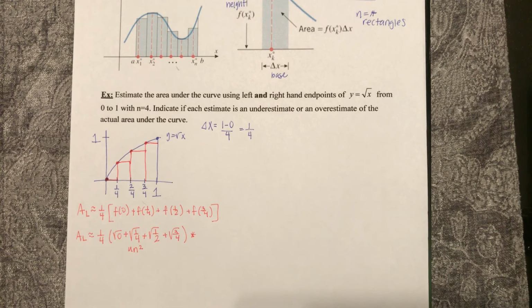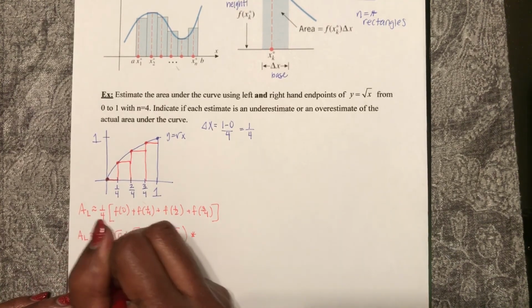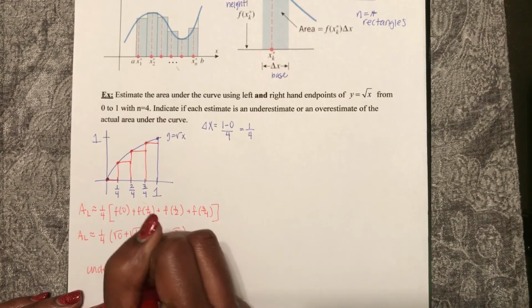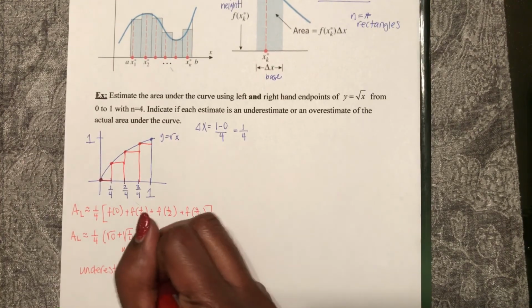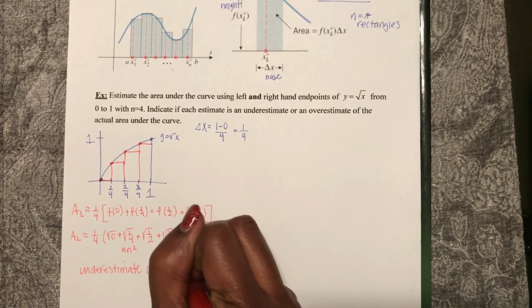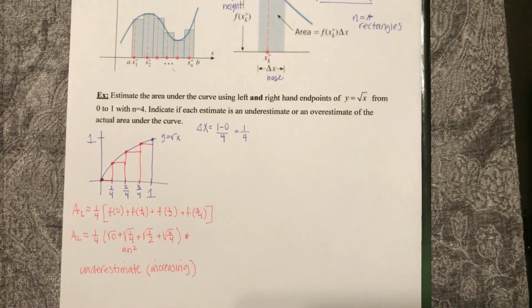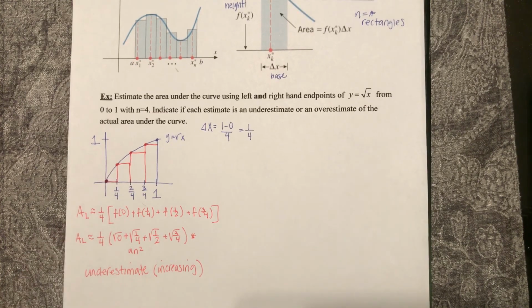Now, this is going to be an underestimate. And if we didn't make the sketch, we would know that's true because my curve is increasing. All right, so now let's practice the same problem, but using right-hand endpoints.